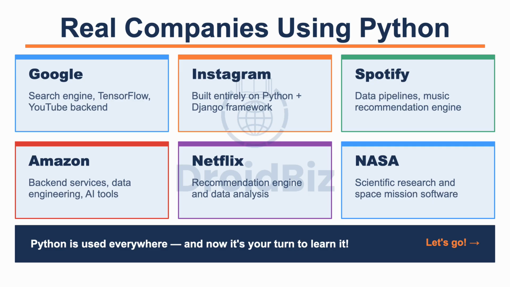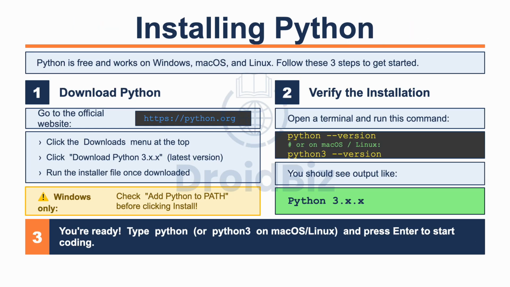Let us get started. Before you can write Python code, you need to install Python on your computer. The good news is that Python is completely free. It works on Windows, Mac OS, and Linux. Let us go through 3 simple steps. Step 1 is to download Python. Go to the official Python website at python.org and download the latest Python version and then install it.